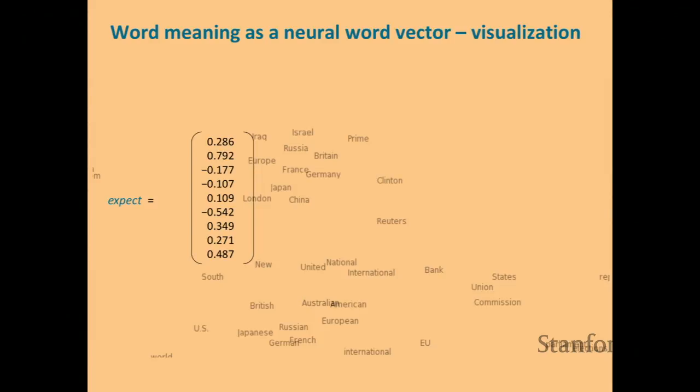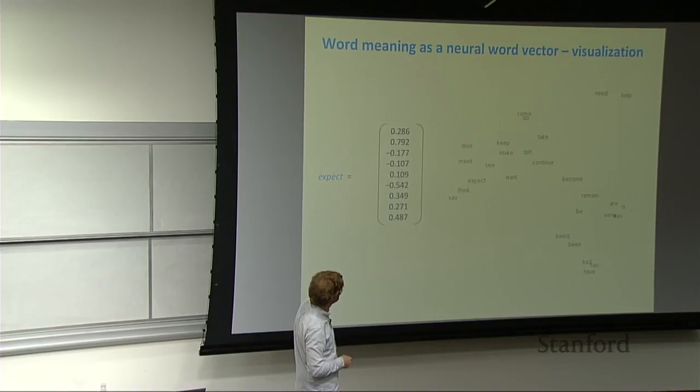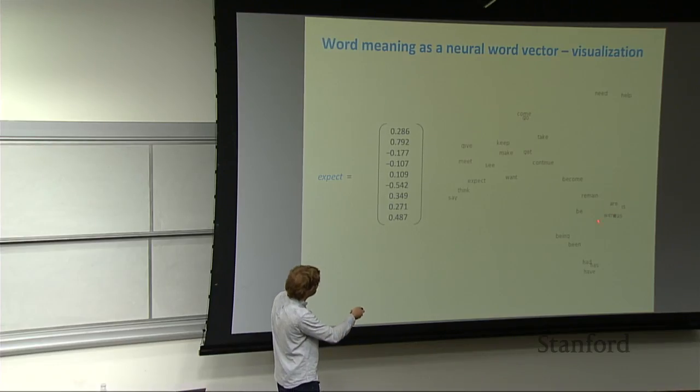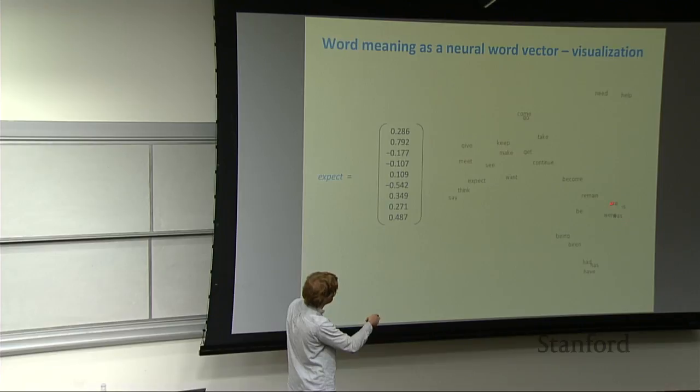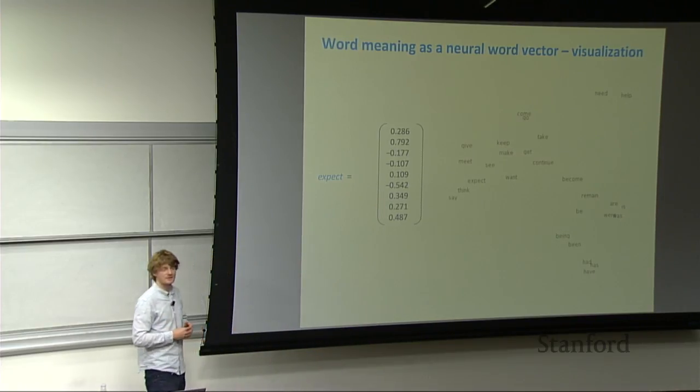And Germany and France and Britain are closer than they are to China, for instance. And then in other parts of the space, we'll observe that all the verbs are actually closer to one another. Saying, thinking, and expecting are closer to one another versus, for instance, auxiliary verbs like had, has, and have. And being and different types of being are also close to one another.